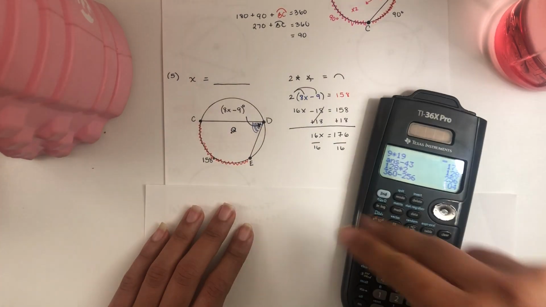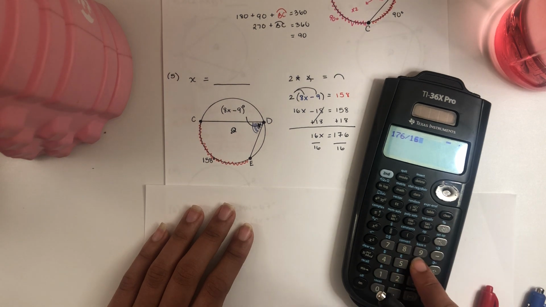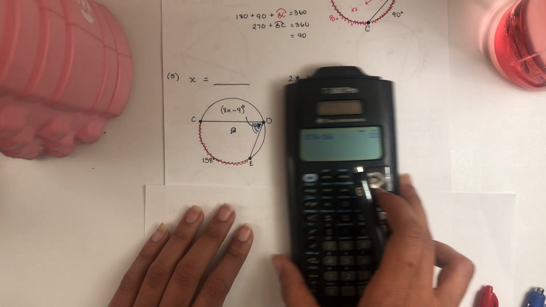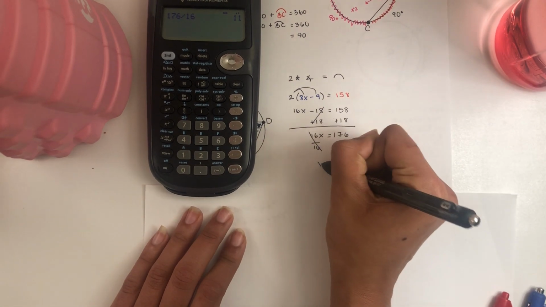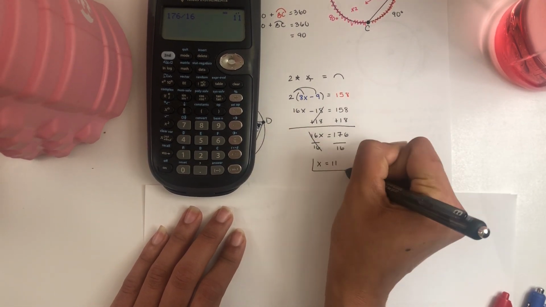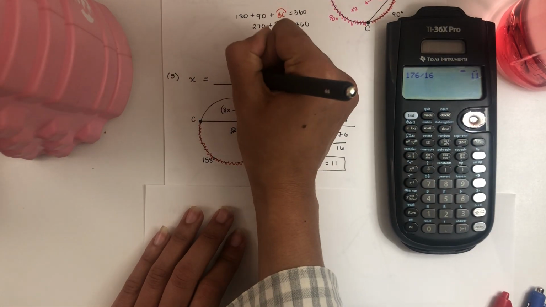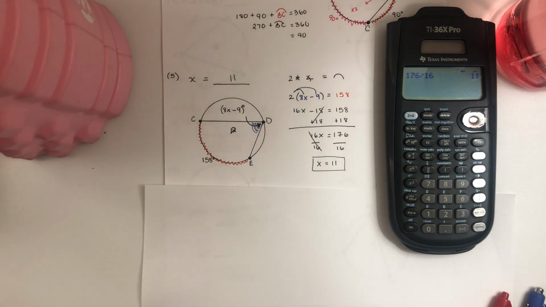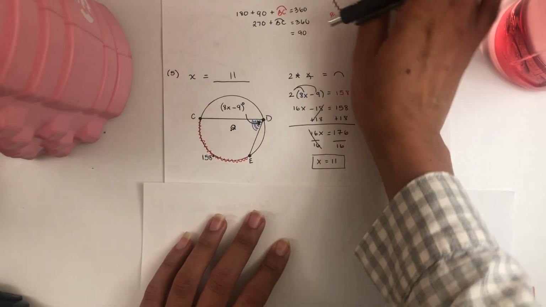This is when I said you would need your calculator. 176 divided by 16 and we get 11. These canceled. I have x equals 11. What did the problem ask for? What's x? 11. All right, one last problem before you're doing some practice problems on your own.